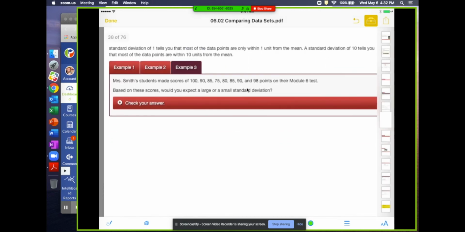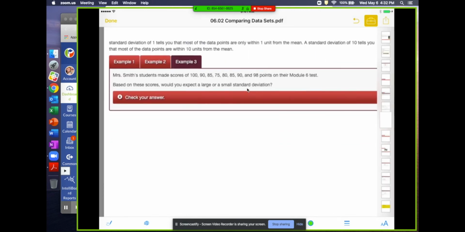Alright, so example number 3, Mrs. Smith's students made these scores on their Module 6 test. Based on these scores, would you expect a large or a small standard deviation? So I'm actually going to do some work here. It asks us just to say, based on these scores, what do we think?